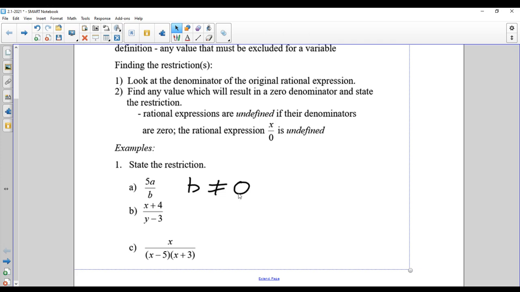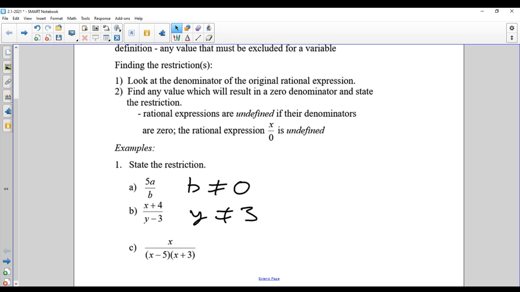Look at B, right? If I gave you B and I said, what value of the variable or variables will cause a problem? What value would you suggest that is? 3. If I were to make y 3, this blows up because I'm going to have 3 minus 3, which is 0. Doesn't matter what x value you have. You can have any x value you like, but your y cannot be equal to 3. That's your restriction. That's the thing you have to be careful about. That's a number that you should avoid using.